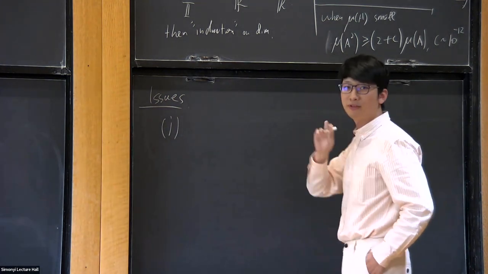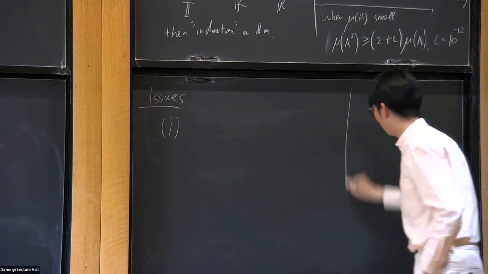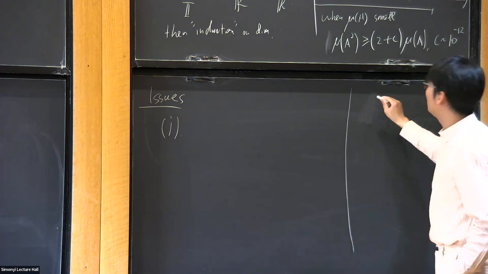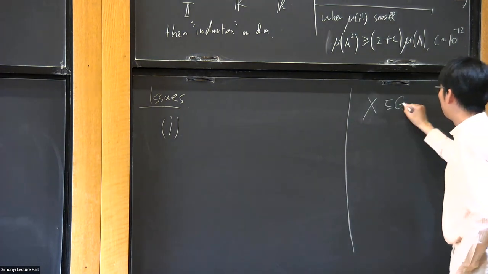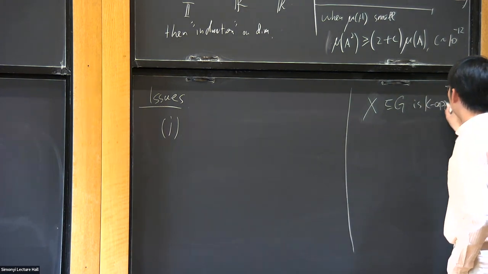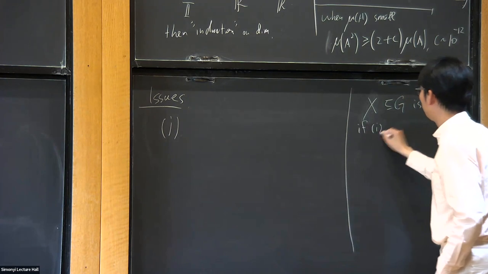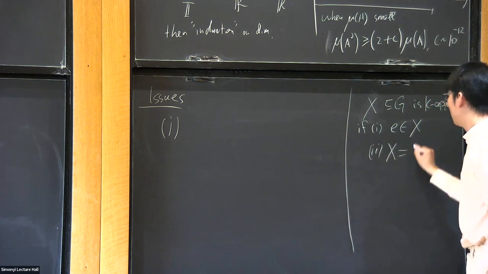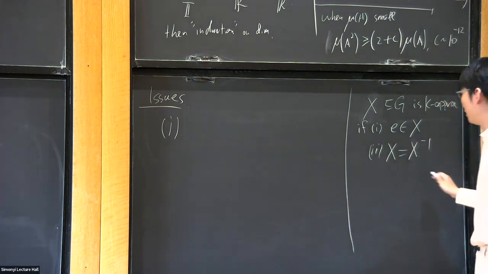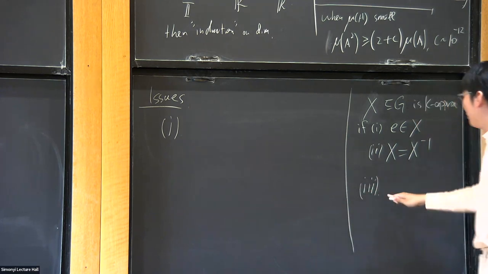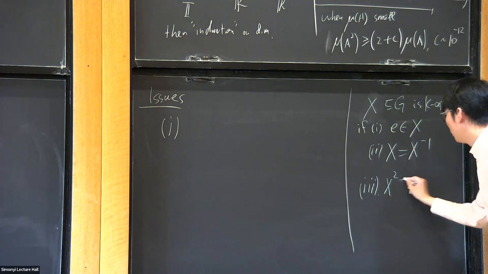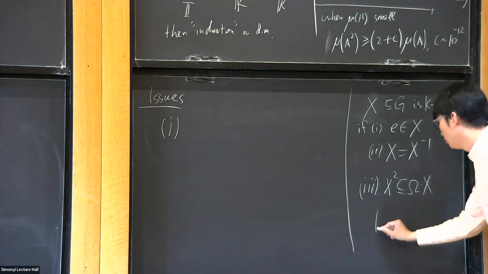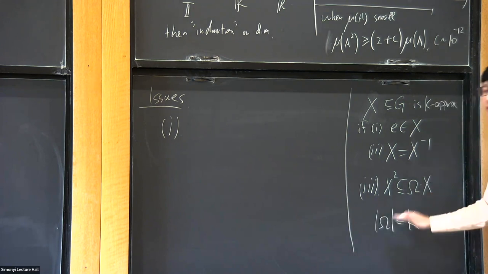So maybe I should define what an approximate group is. Just to recall, a set X (I don't want to use A, since A looks like X) is a K-approximate group if it contains the identity, which is not very important, and it is symmetric, which is not very important; it makes the argument easier. The third condition is important: X squared can be covered by K translates of X.